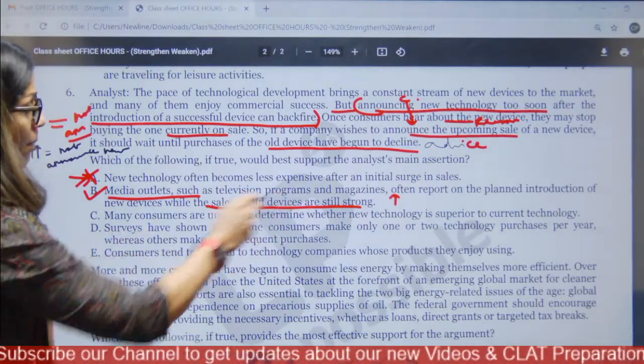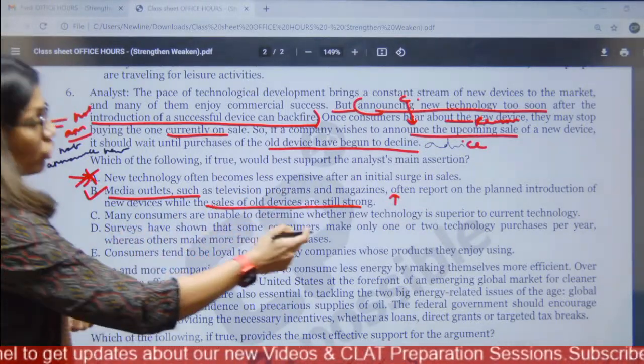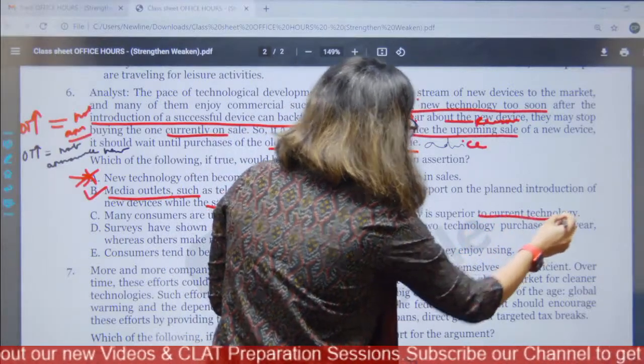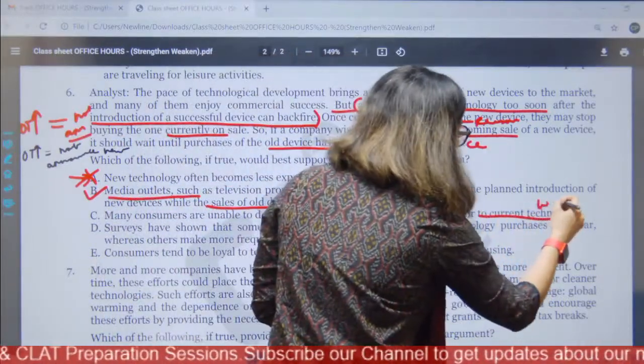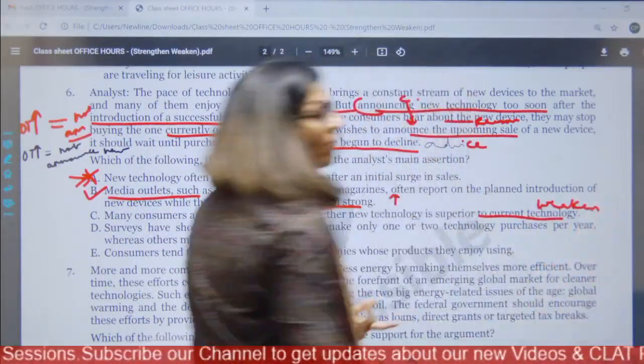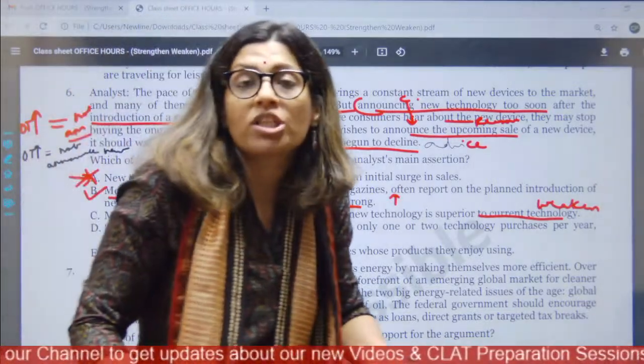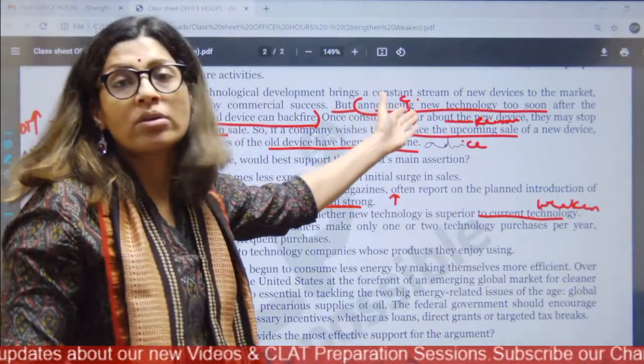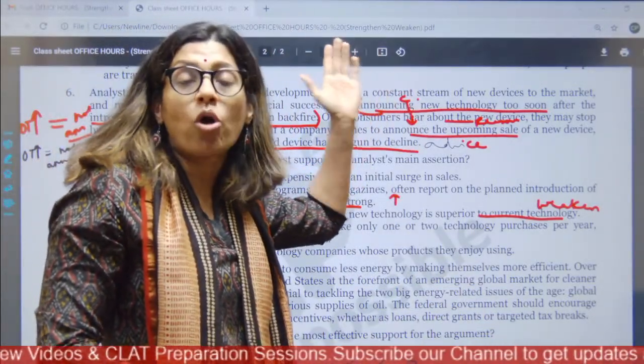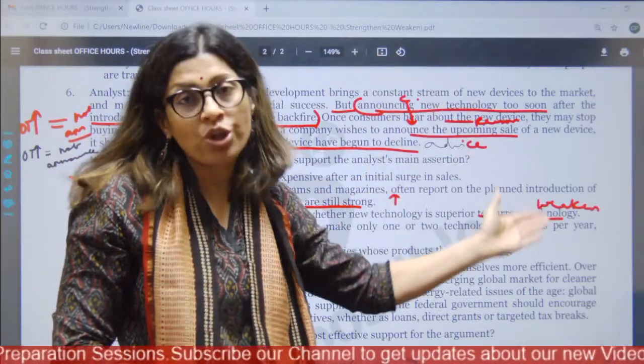Many consumers are unable to determine whether new technology, so this is basically weakening. Why is it weakening? Because if they don't understand new technology, then the threat is out. The author feels that the old technology gets threatened if you announce new.